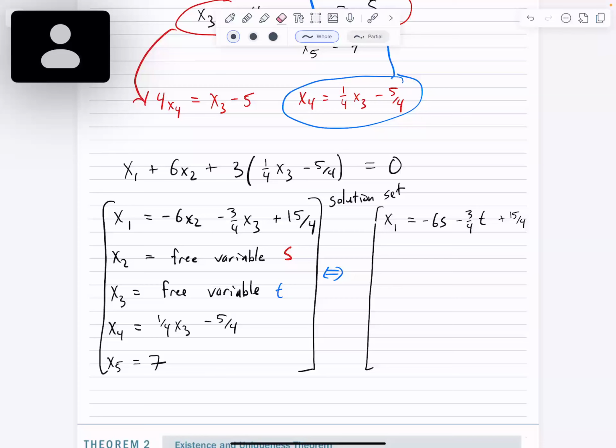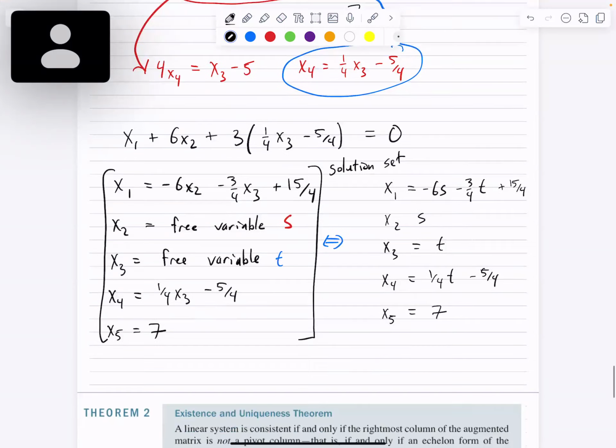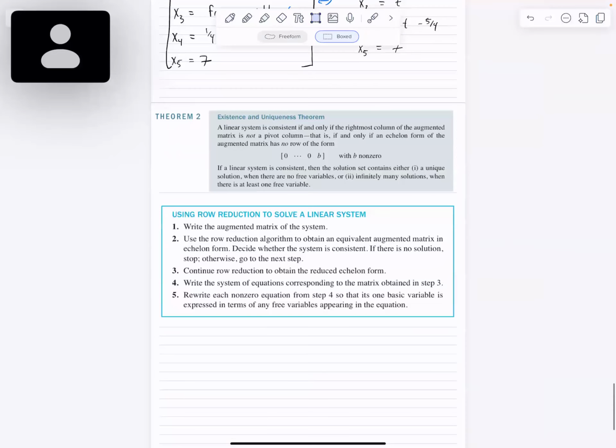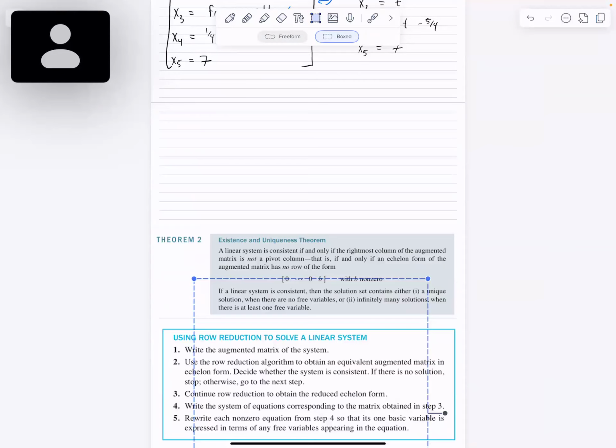So actually, let me not do this yet. And then x2 is s, x3 is t, where s and t are just any numbers. x4 is going to be 1/4 t minus 5/4. And then x5 is 7. And now the final step is, let me move this down, how do I write that in vector notation?